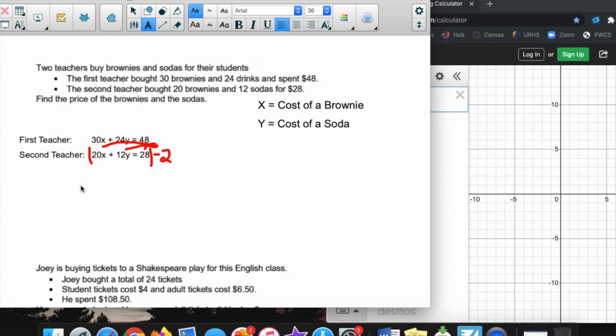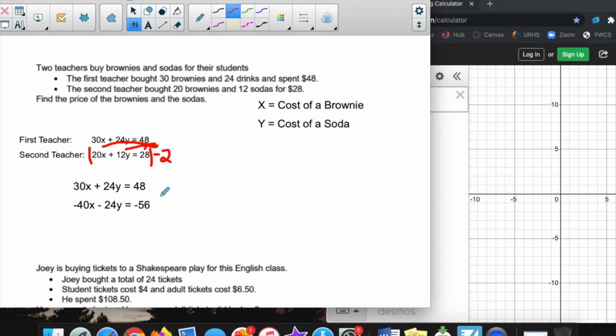And so just rewriting my two equations after I do that, my top one's going to stay the same, so 30x plus 24y equals that 48, so that's going to stay the same. But if I multiply that bottom group, right, negative 2 times the 20x would give me a negative 40x, okay. 12y times negative 2 gives me the negative 24y that I need. And then 28 times negative 2 gives me a negative 56, okay. So now that I have it organized this way, I can do elimination. I can add my two equations together.